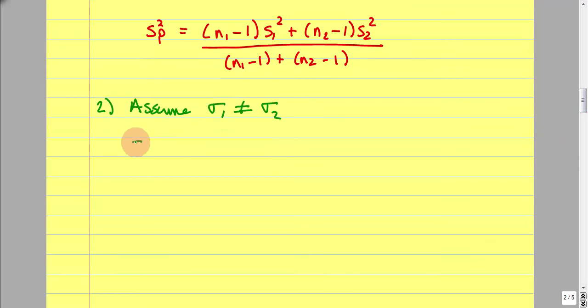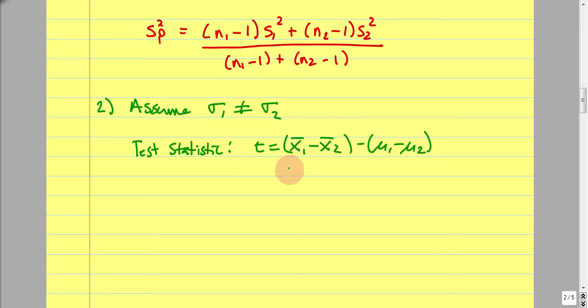So here my test statistic is still going to be a t. The numerator is the same, x bar 1 minus x bar 2 minus my difference of my hypothesized means, mu 1 minus mu 2. So this is s sub 1 squared over my sample size, s sub 2 squared over my sample size for group 2. I don't have the pooled variance anymore. Now my degrees of freedom are kind of interesting here.